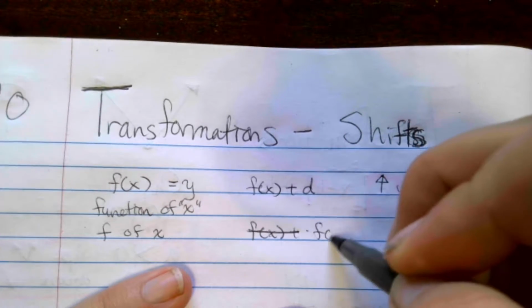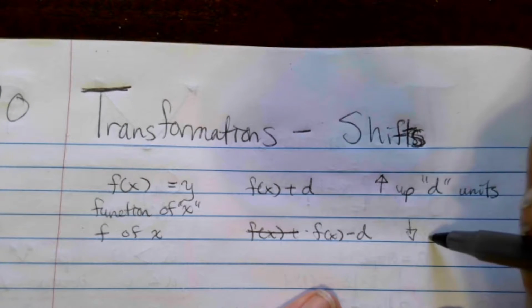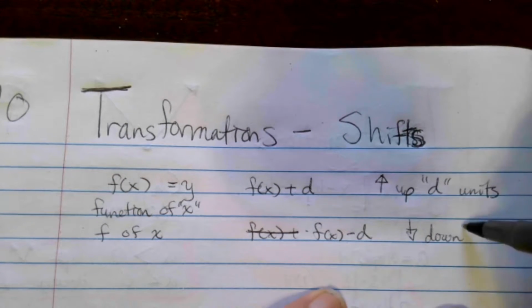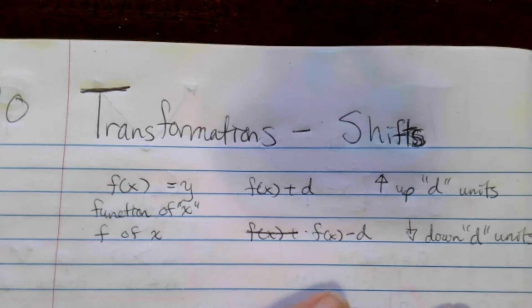Now if we subtract something on the outside, it just does the opposite. Instead of going up, we're going to go down d units.